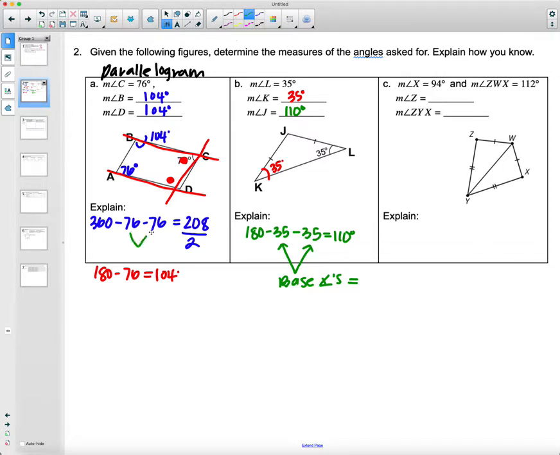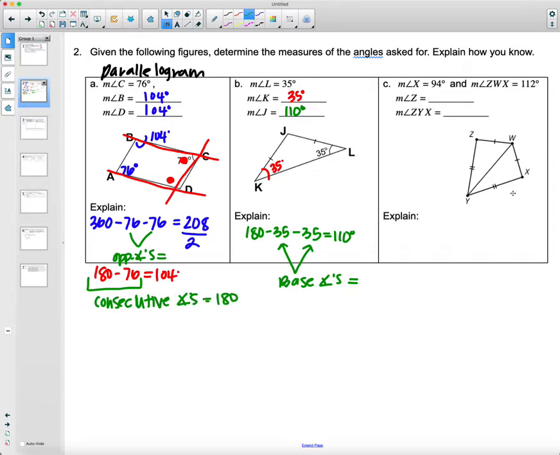And for this one, if you're doing your explanation, that opposite angles are equal. Or here, if you were doing this one, that consecutive or adjacent angles, or angles next to each other, equal 180 together.